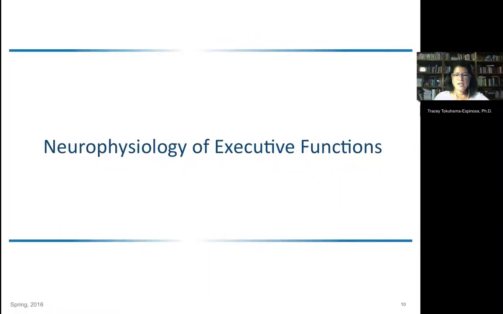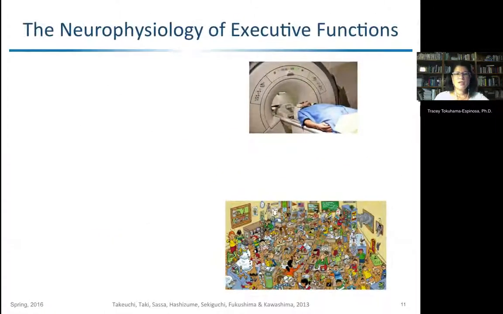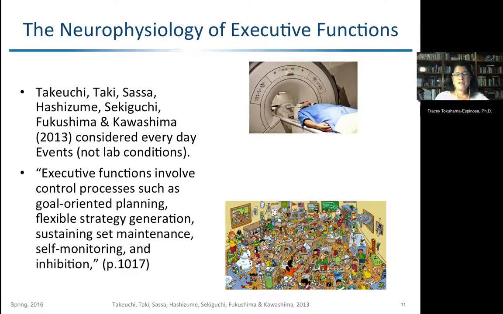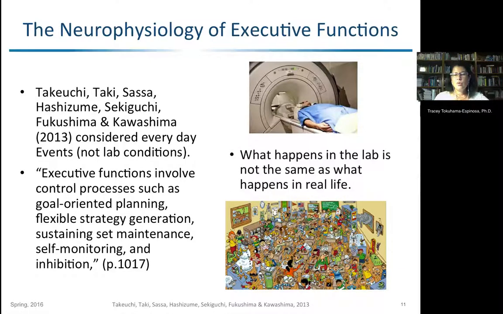So what is the neurophysiology of executive functions? What does this look like in the brain? Well, a key study by Takeuchi and colleagues identified a very key element here. While they share this idea that executive functions involve control processes such as goal-oriented planning, flexible strategy generation, sustaining set maintenance, self-monitoring, and inhibition, they also highlight the key point that what happens in the lab is not the same as what happens in real life.